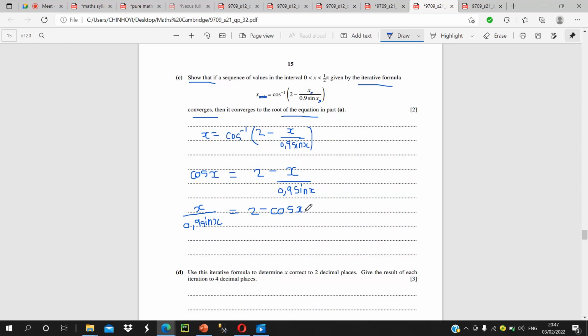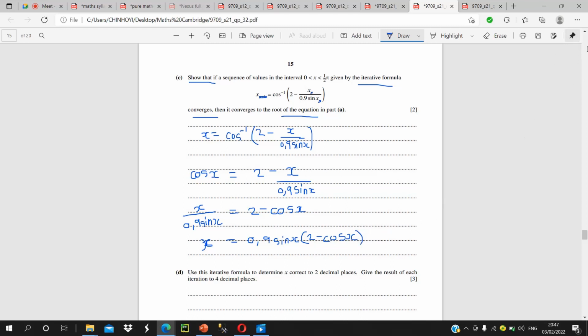Yes. Then we want to remain with this x. We are going to cross multiply, right? Yes. So it will be, here it's our x, here it's x. So it will be 0.9 sine x, bracket 2 minus cos x, right? Yes.